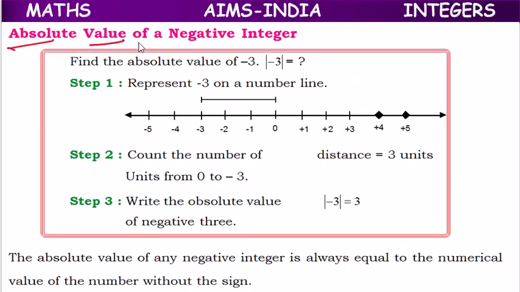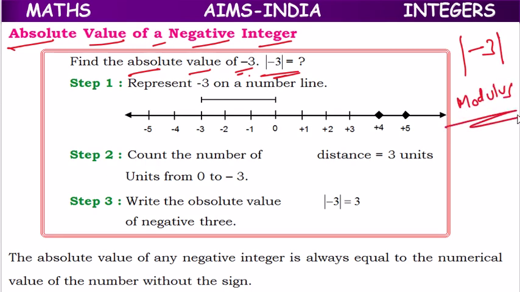Next, absolute value of a negative integer. Here we have to find the absolute value of -3. Absolute value is also read as modulus of -3. That value we have to find. So we will represent -3 on the number line. In the middle we will write 0. -3 will be written on the left hand side. 0 to -1, 1 unit, 2 units, 3 units.